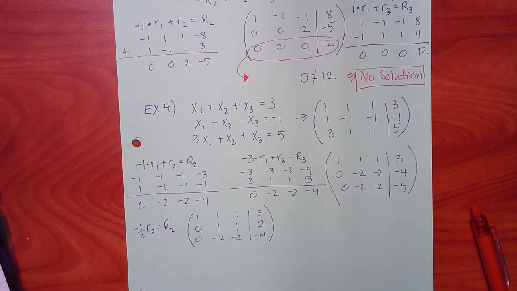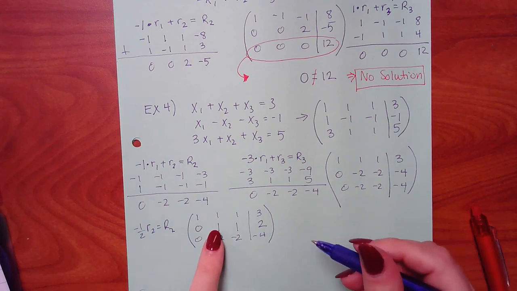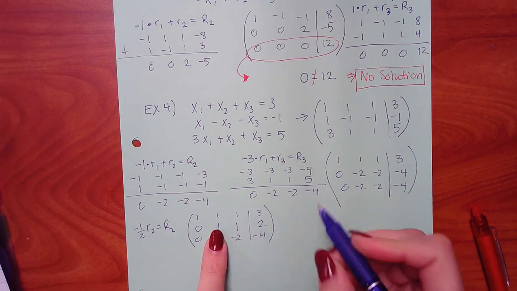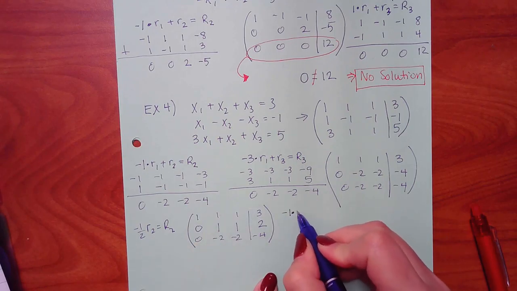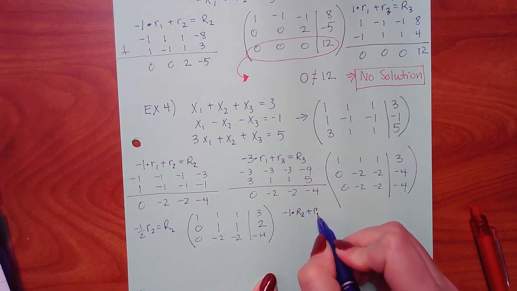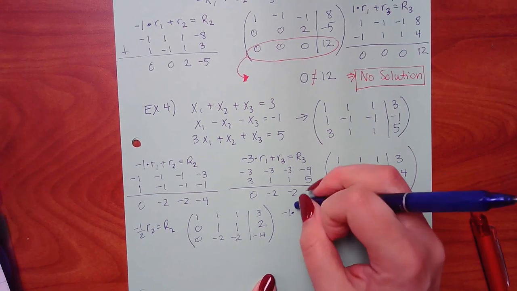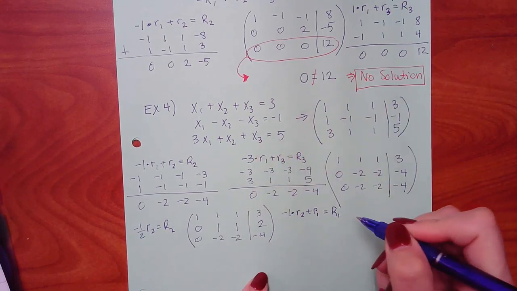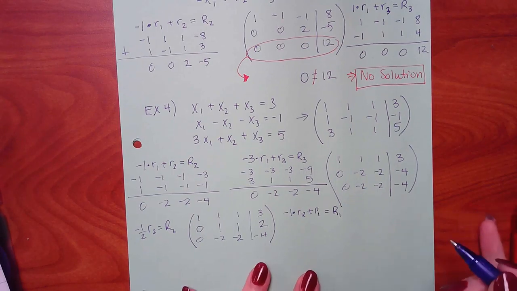We have to use that 1 to make the other guys zeros, right? And we can do both in one step, in one matrix. So I'm going to need a negative 1 to turn this guy to a 0. So negative 1 times row 2 plus row 1. I'm using capitals for no reason. So that I can get my new row 1. I can have the 0 where I want it.